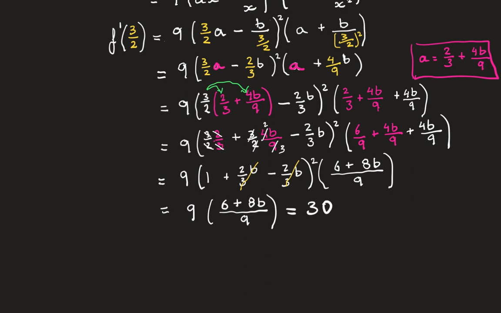Now 9 and 9 can cancel, and we have 6 plus 8b is equal to 30, and that means that 8b is equal to 24, therefore b is equal to 3.